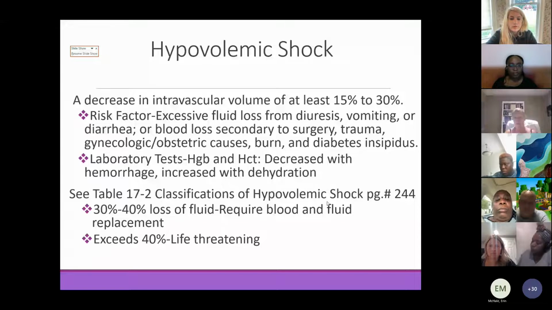Remember, we talked a little bit about burns, and after those patients suffer with that initial burn, we see that big shift in fluids to try and compensate. Well, when that happens, we lose a lot of that circulating volume. And then again with diabetes insipidus.